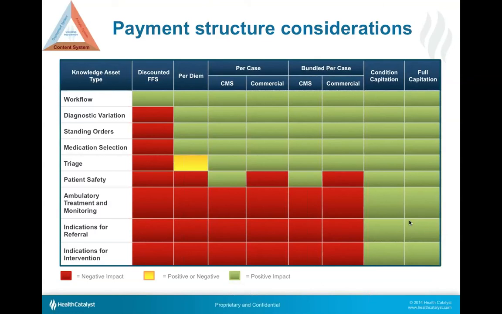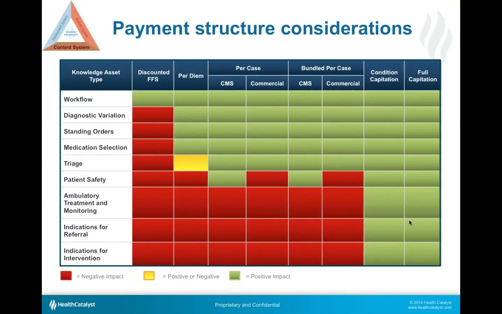Now, if you're in a discounted fee-for-service payment arrangement, making a change to an intervention indication can actually have a negative impact on your bottom line. Whereas if you're in a full capitation or condition capitation situation, it will have a very positive impact. So this grid is very crucial to understand as you're working with a population of patients and trying to improve outcomes. The type of change you're making, the type of knowledge asset that you're trying to deploy will have a significant impact on your payment profitability.